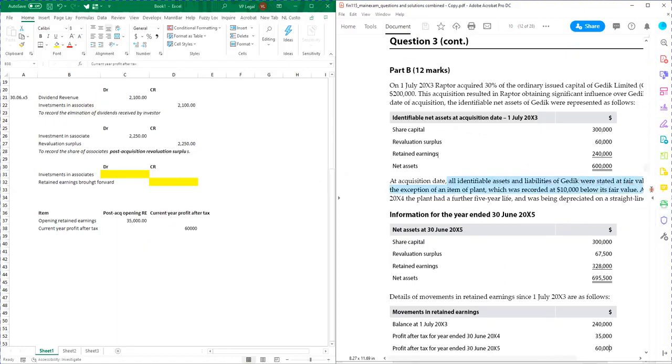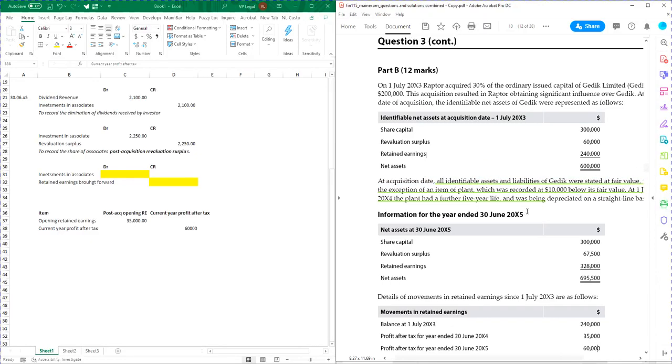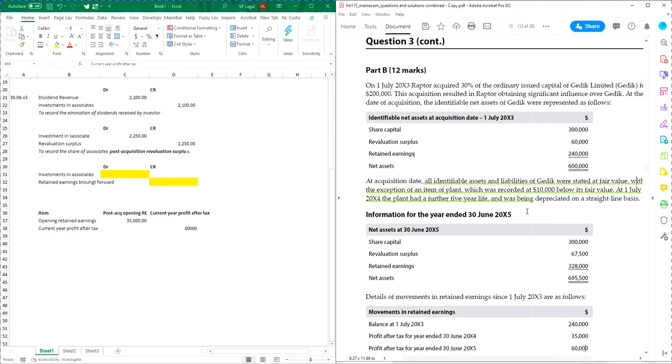Okay, so there's something in here. It's saying that at acquisition date, all assets and liabilities were stated at fair value, except for an item of plant, which was quoted at $10,000 below its fair value. At 1 July, the plant had a further 5 year life, which was being depreciated on a straight line basis. So what this means is that depreciation is actually factored into that current year profit. And because of that error, we need to adjust that to correct for it.